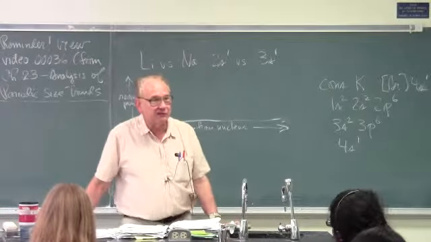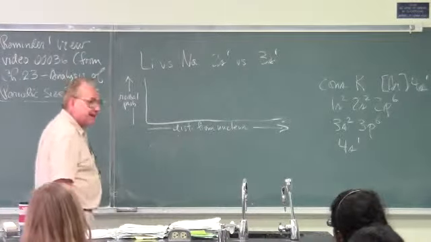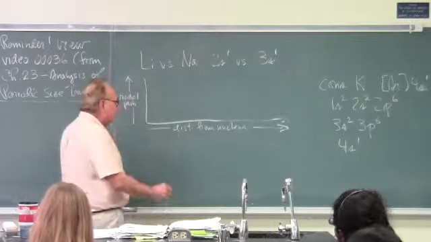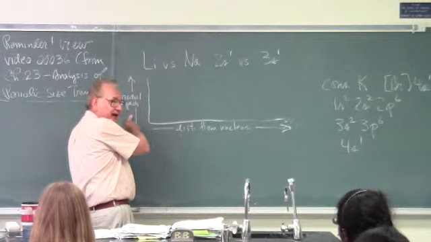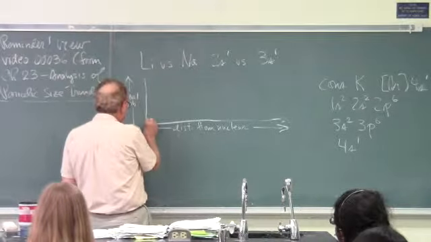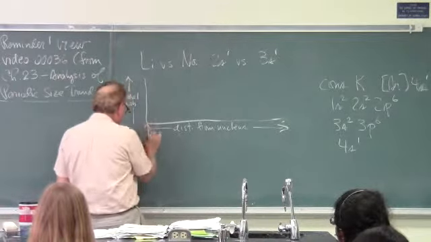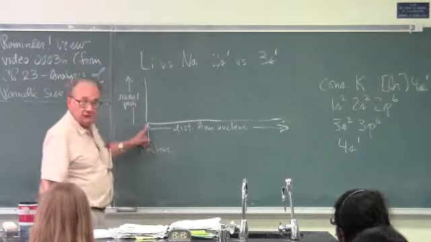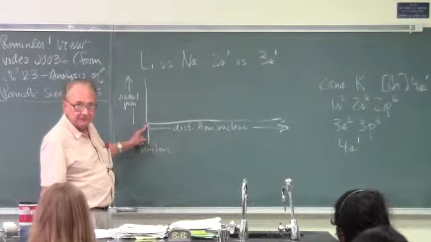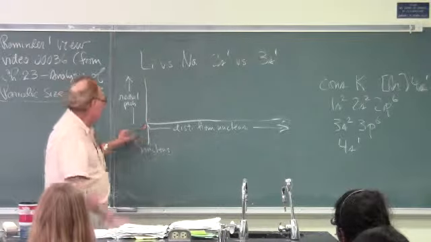But because this thing is also a wave, we can't say exactly where it is. So we'll use a probability function to describe where it is. The probability, here's the nucleus right here. Is the electron ever in the nucleus? No, because then the atom would disappear.